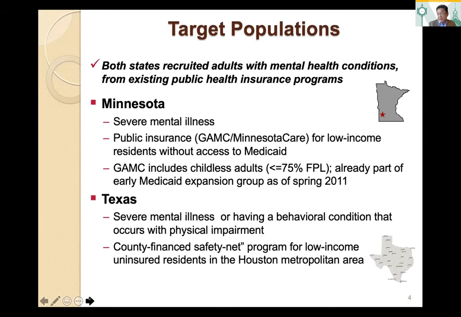authorized Medicaid expansions. And in Texas, the target population also included adults with severe mental illness, but had a second group of those with behavioral conditions co-occurring with a physical impairment. And the primary target population in Texas was looking at the suburbs of Houston, and their primary focus was on a safety net program for low-income uninsured residents who are part of Harris County.